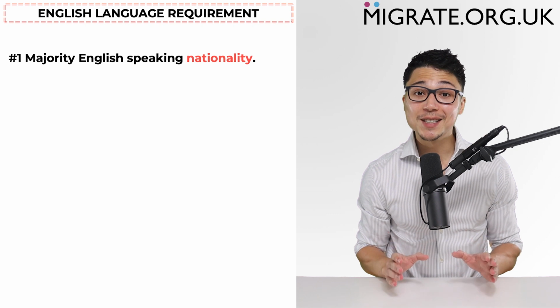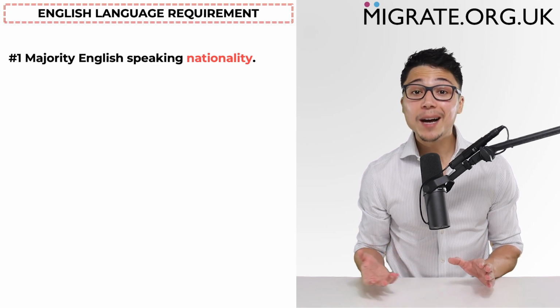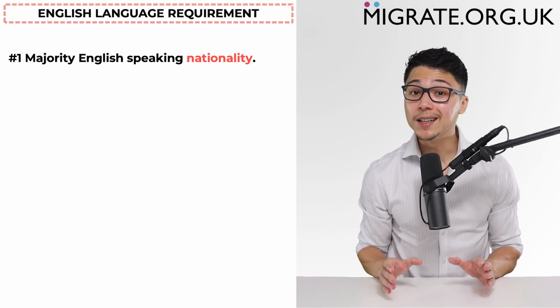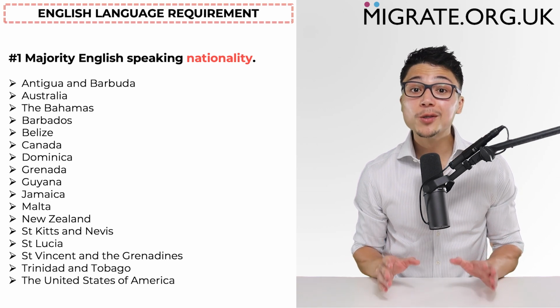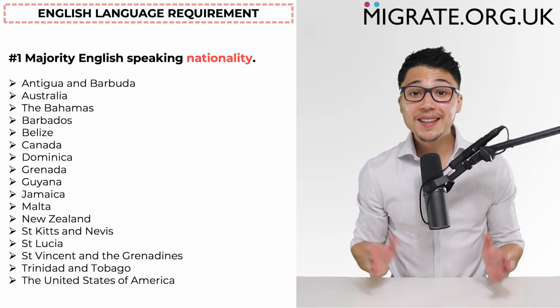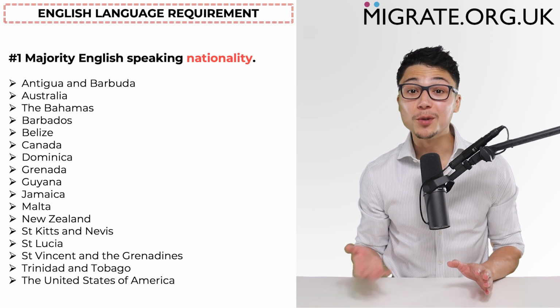The first way to satisfy the English language requirement is for the applicant to be a national of a majority English-speaking country. If an applicant holds any of these nationalities, the only thing that you'll have to do is to submit their passport which shows this.